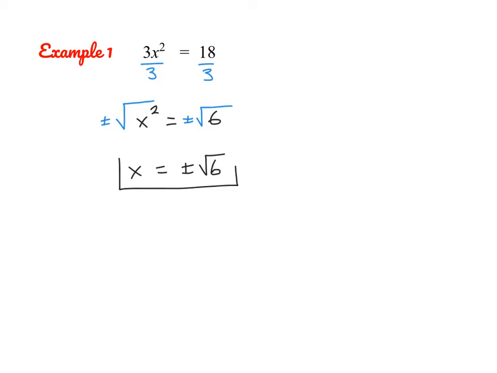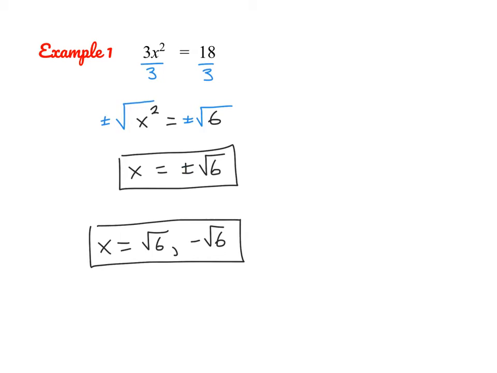So we can leave it like this, or you can write it as 2 different answers, square root of 6, negative square root of 6. So here's the positive and here's the negative. But it is really important that you understand, in this case, we do have two solutions, positive square root of 6 or negative square root of 6. But again, either way of writing the answer is totally fine.